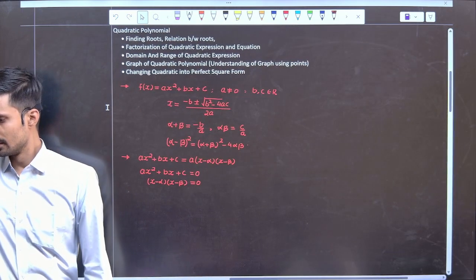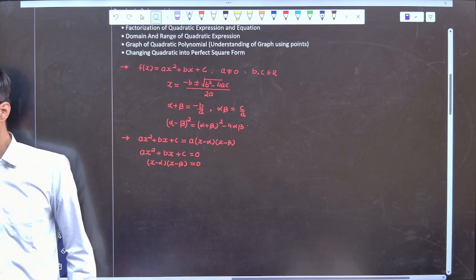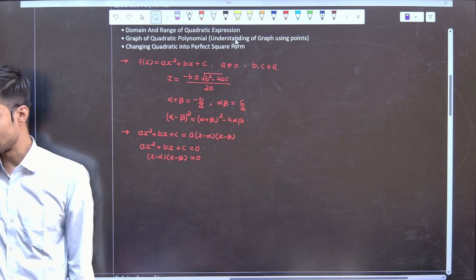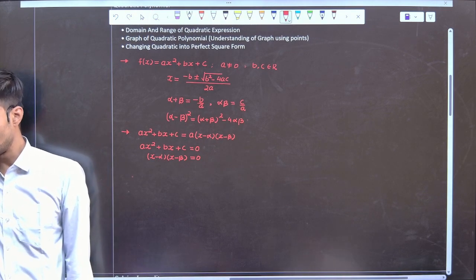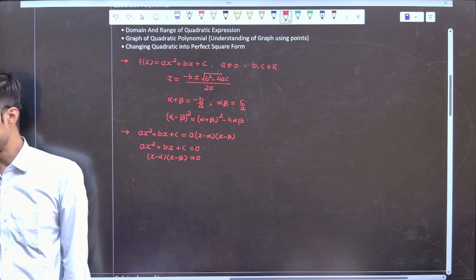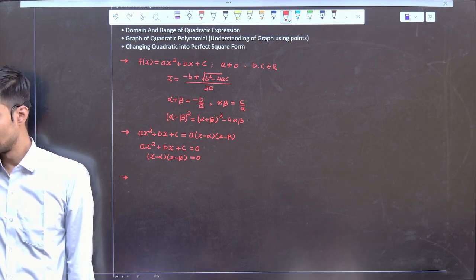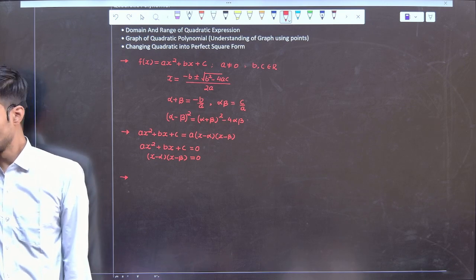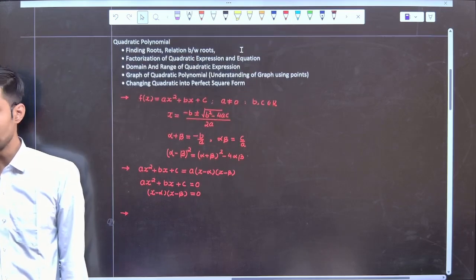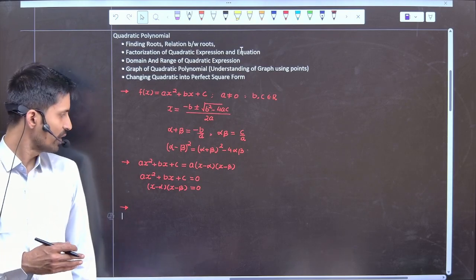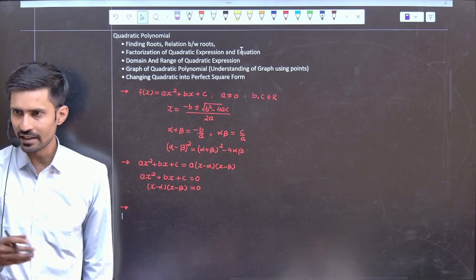Chalo. No, we don't have to go anywhere. Here, domain and range of quadratic expression. Okay, write down. These all things you have written, na? Last class. Now we are going to learn about domain and range. Visible hai na, bachche?